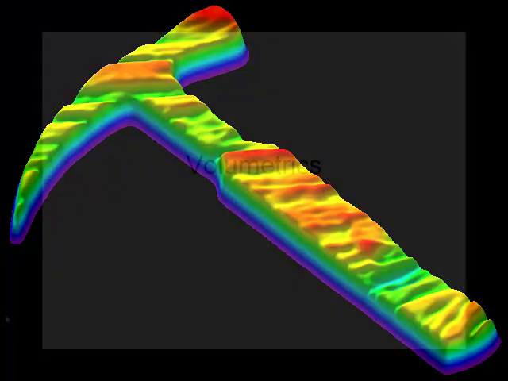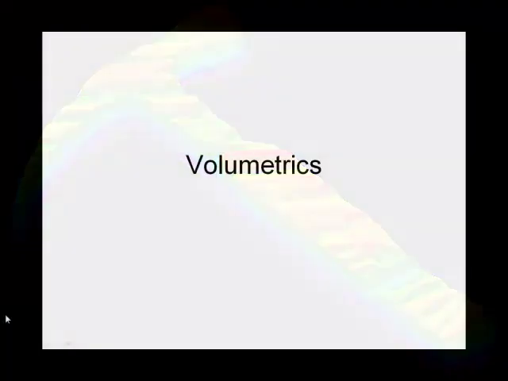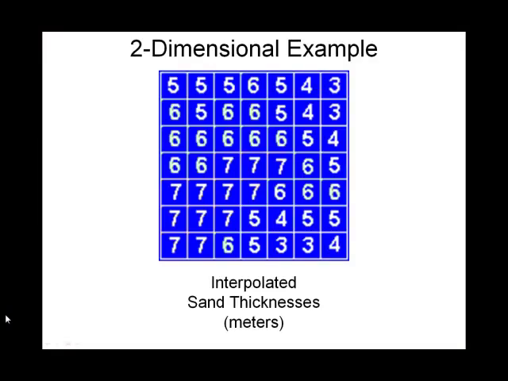Greetings! This video will show how two-dimensional grid models and three-dimensional block models are used by Rockworks to perform volumetric estimations. Here's how it works. Let's start with a two-dimensional example. We begin with a grid model in which the node values represent sand thicknesses as estimated by a gridding algorithm.